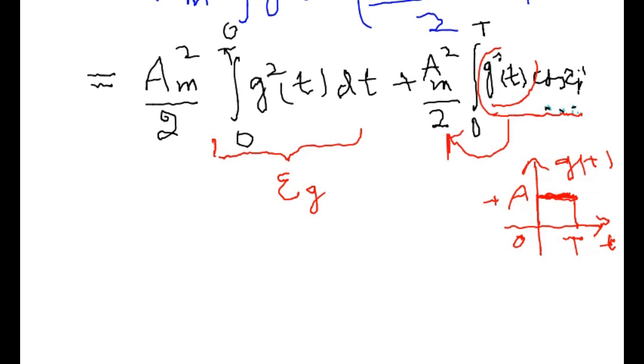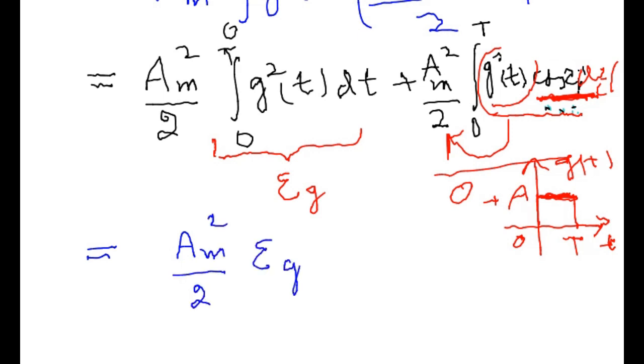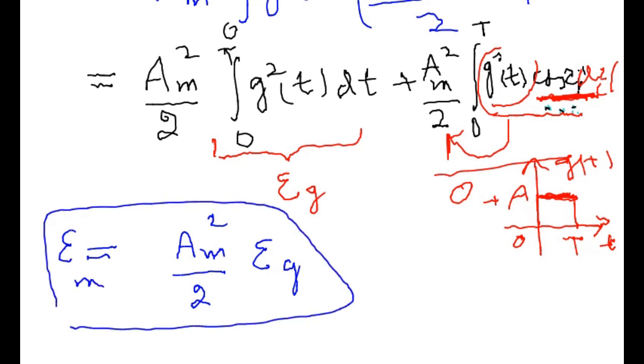So when we integrate cos of 2 pi f_c t, that is, 2 omega_c t, the integral of this function is actually 0 over a period. You can verify this: the integral of that signal would be 0, and you would be left with this term only, A_m squared over 2 times E_g. This is the energy of our signal, the low pass equivalent signal of a carrier modulated PAM. So this is the energy.